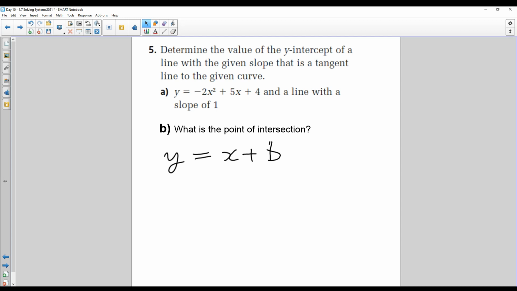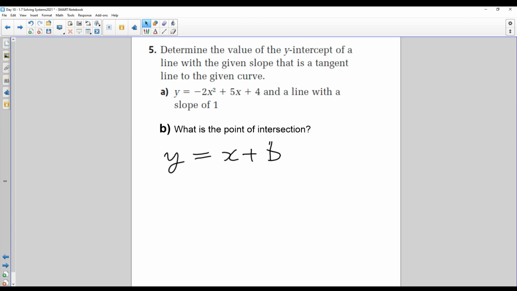I have no idea. But I do know that this line that I'm trying to draw is going to touch the quadratic function in one spot. It's not going to cross at 2 spots. It's going to cross, but it's only going to cross at one spot. So what is that spot?